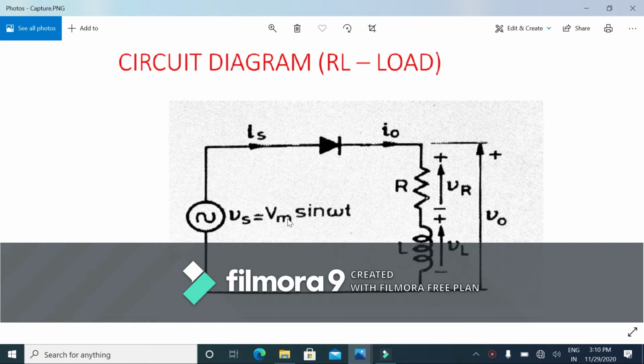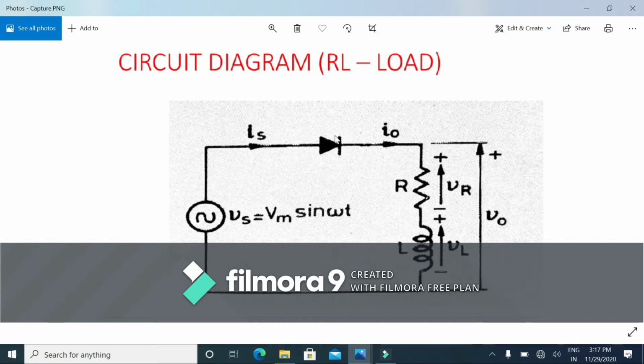And this is the simple circuit diagram for this RL load where we have one source voltage, that means Vs is equal to Vm sine of omega t. We have one uncontrolled diode and we have RL load. The current and voltage across the load is represented by I0 and V0.